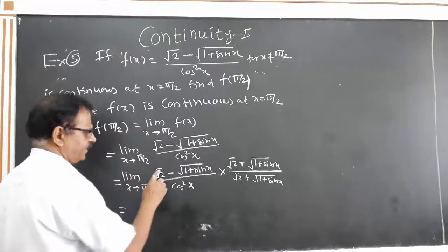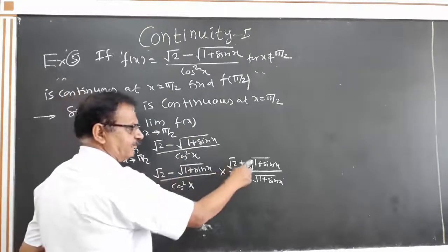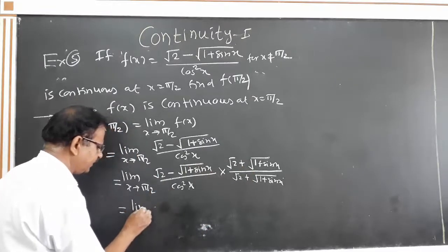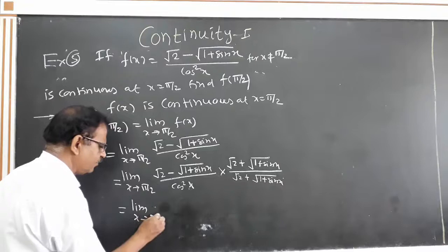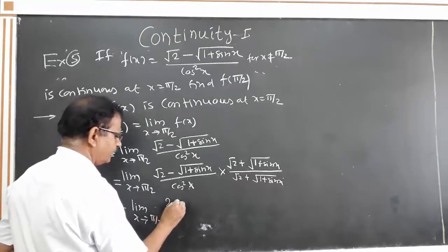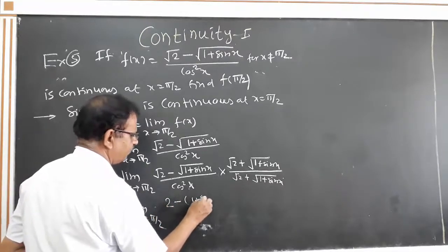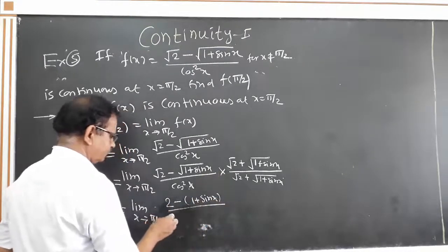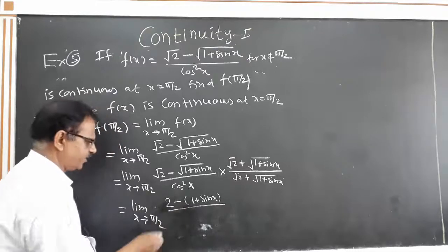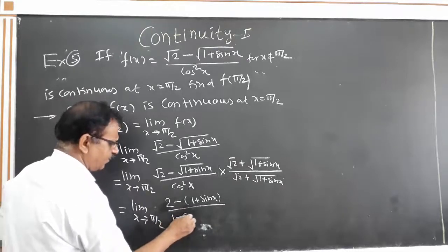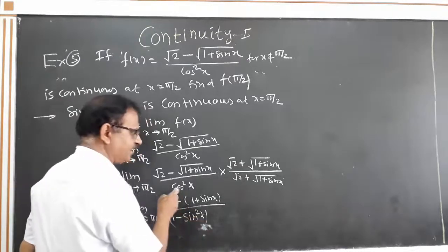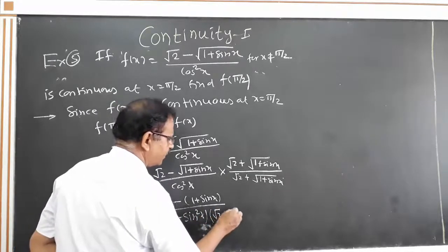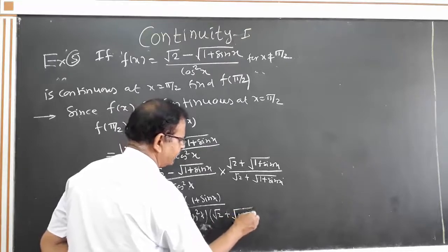This can be written as (a minus b)(a plus b), therefore a square minus b square. Limit x tends to pi by 2 of 2 minus (1 plus sin x); square root and square get cancelled. Divided by cos square x. Cos square x can be written as 1 minus sin square x, into (root 2 plus root of 1 plus sin x).